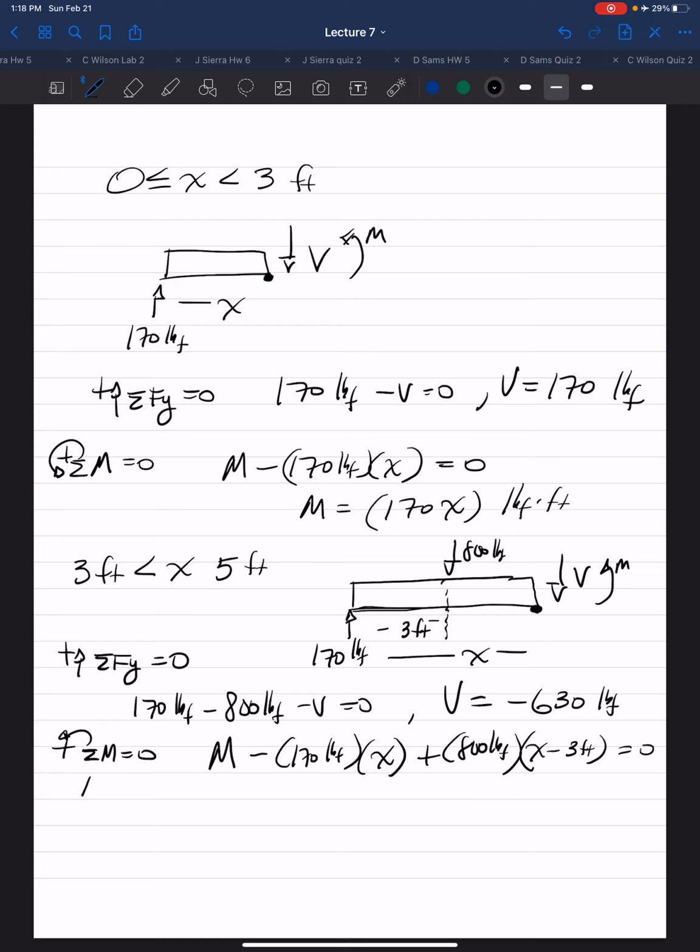equals 0. So your bending moment M is minus 630x plus 2400, and this is in pound force feet. Continuing along, the last range the problem is asking for is between 5 feet and 6 feet.